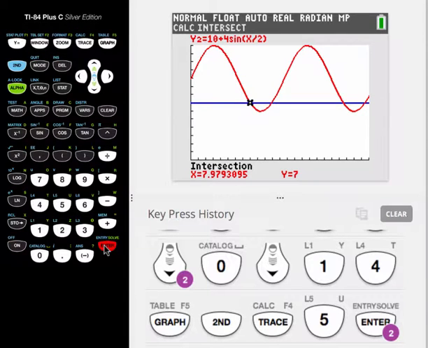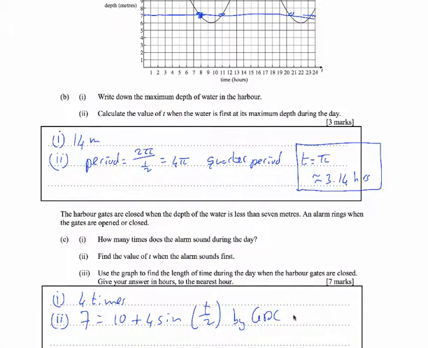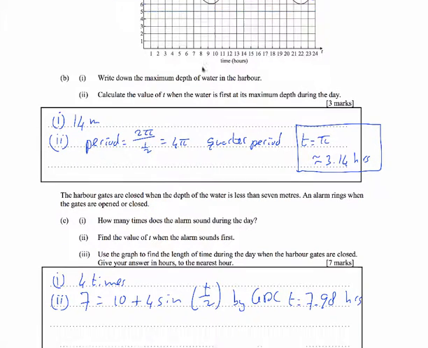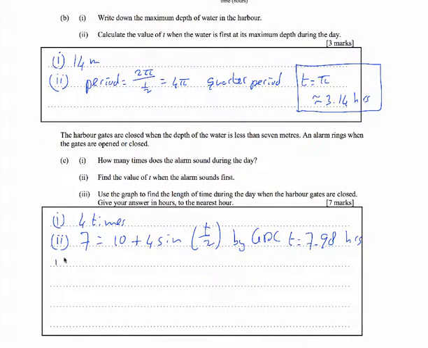All right. Okay, so 7.97, so 7.98. So t is 7.98 hours, so almost 8 hours. And that kind of makes sense, right? Yeah, almost 8 hours. Good. All right, 3.